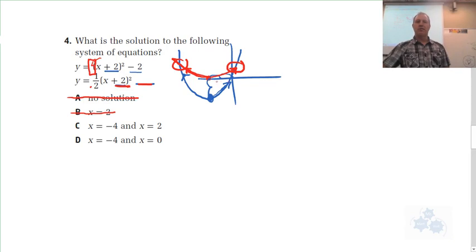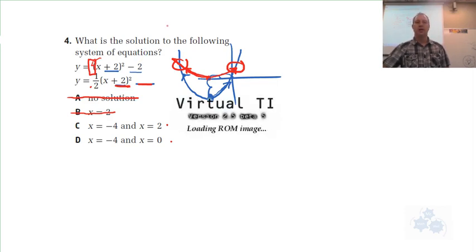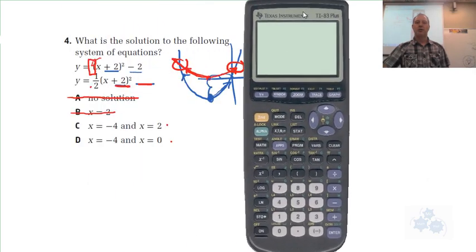X equals negative 4 and x equals positive 2. It could be that one, or it could be this one. So maybe what we could do is graph it, or we could plug these numbers in and see if they both work. So you have some options. I'm going to graph this just to refresh our memories on how we graph.